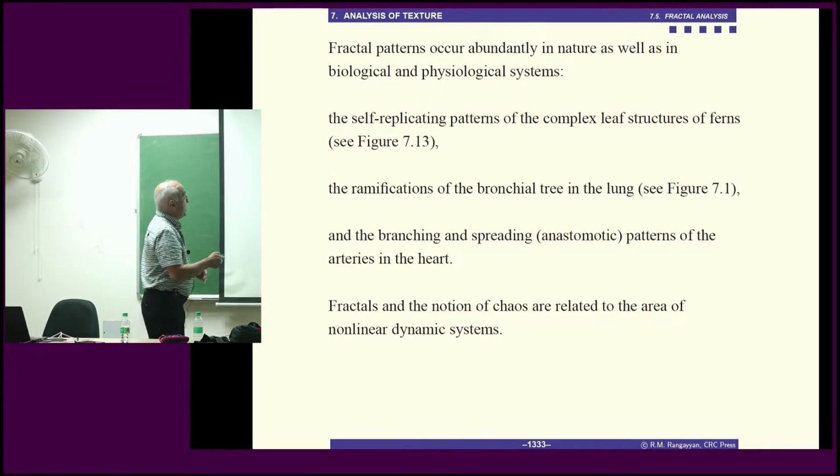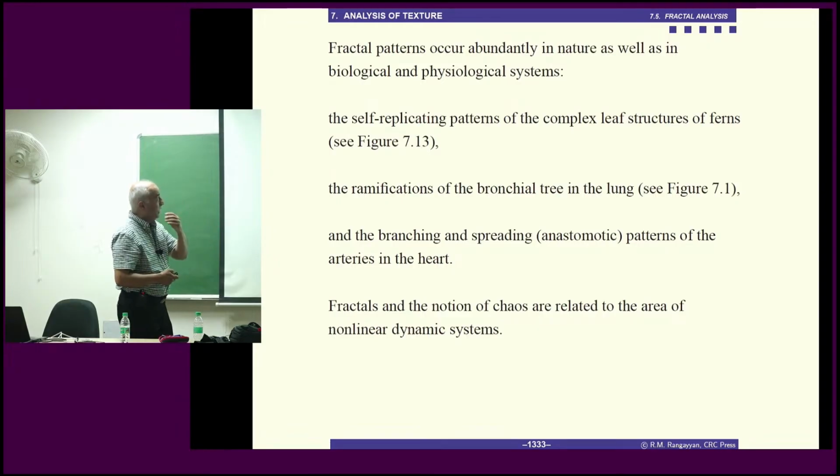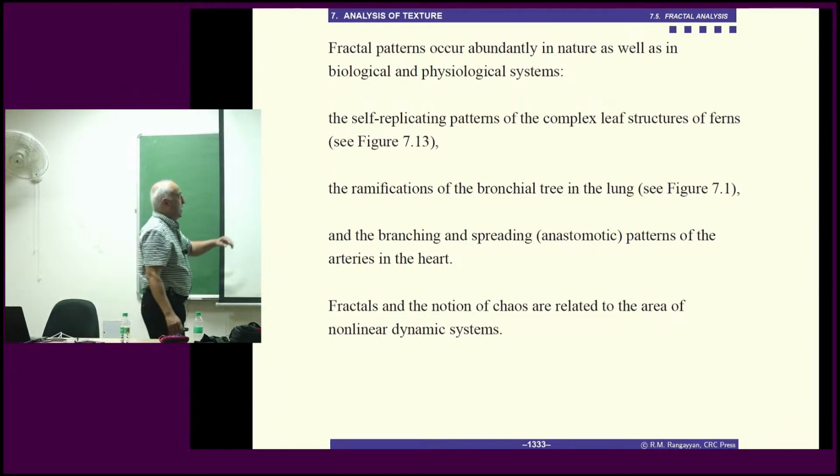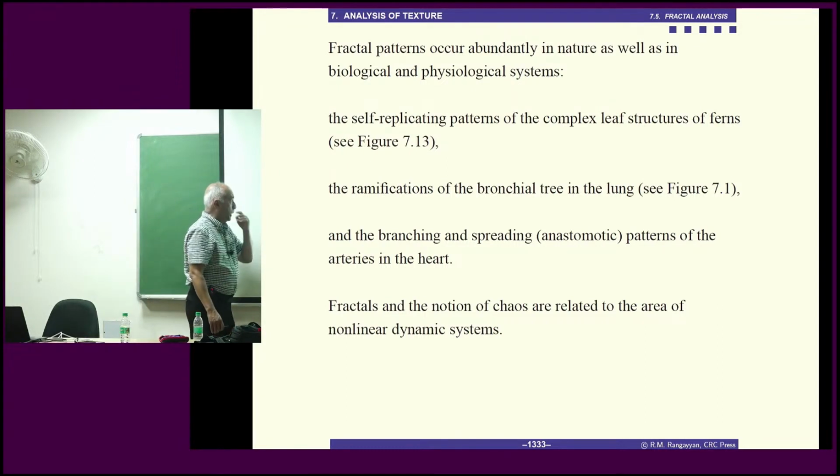The self-replicating patterns of the leaf structures of ferns, I'll show you a picture. The ramifications of the bronchial tree in the lung, I showed a CT image of a part of a lung with those branching patterns. That is also a fractal. You start with one tube and it branches, and take each branch and keep doing the same thing. They become smaller and smaller, but that is a fractal. And that happens in the arteries of the heart also.